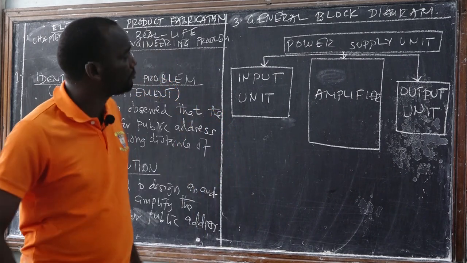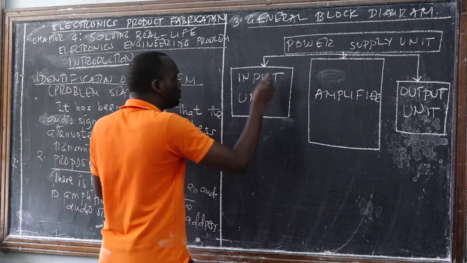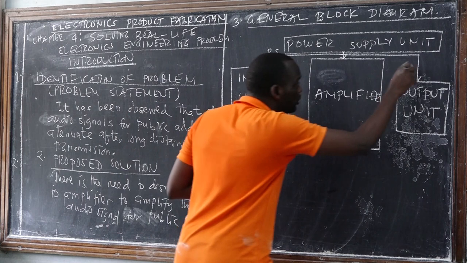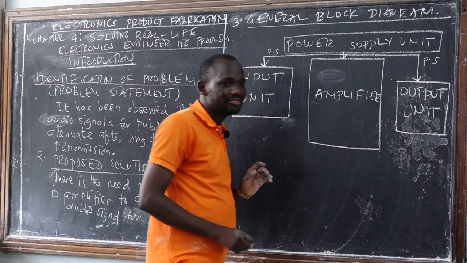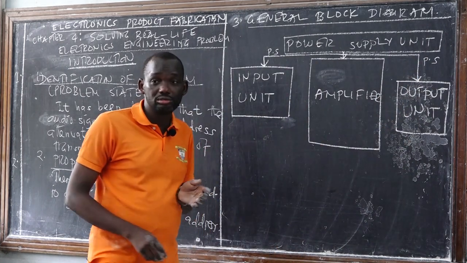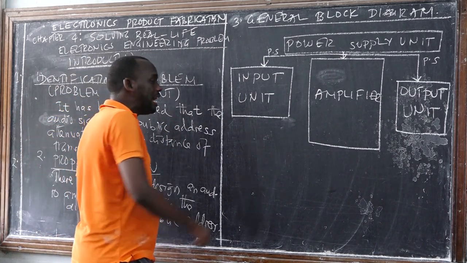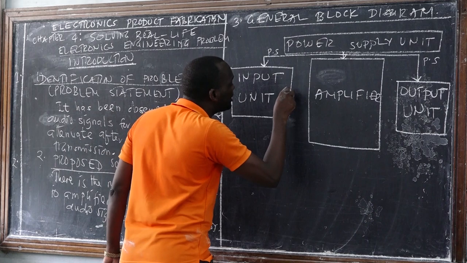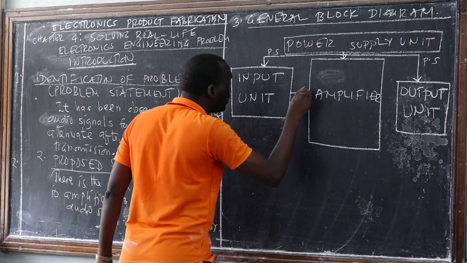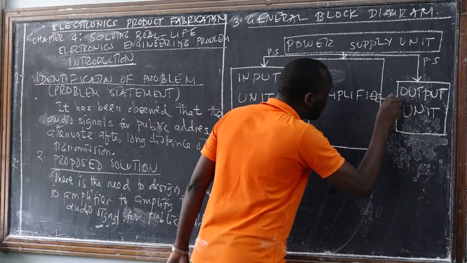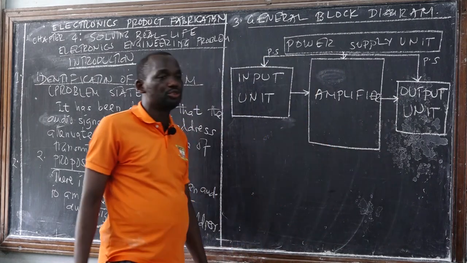Are we together? This is all about what we call the power signal, and this we call the power. But you don't work on what I told you; you're working with something else. Here in the input unit, we expect that the input unit will provide the signal into the amplifier. And once the signal is amplified, the amplifier will provide the signal to the output unit.